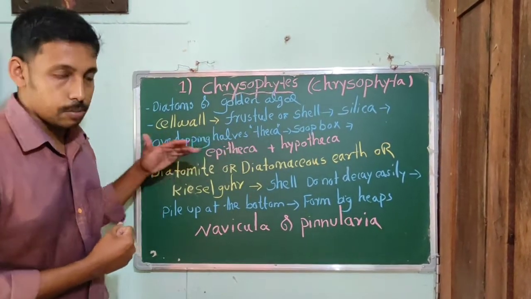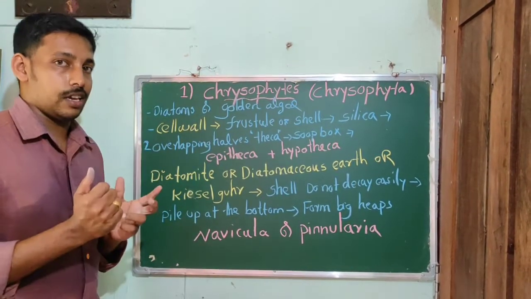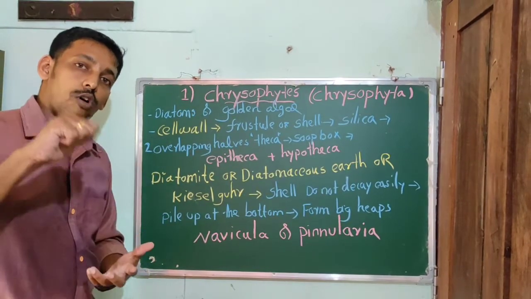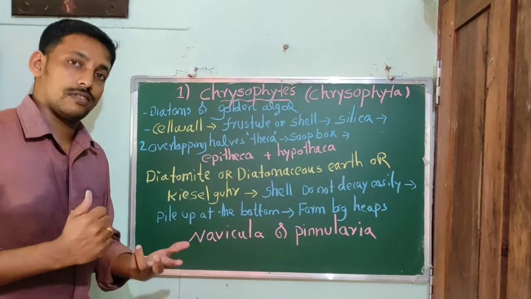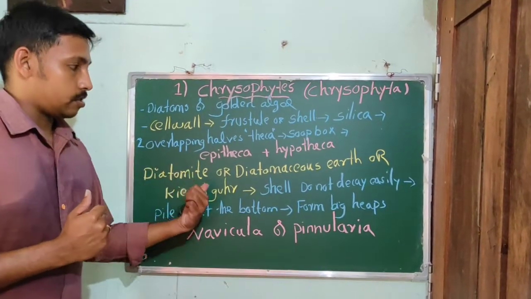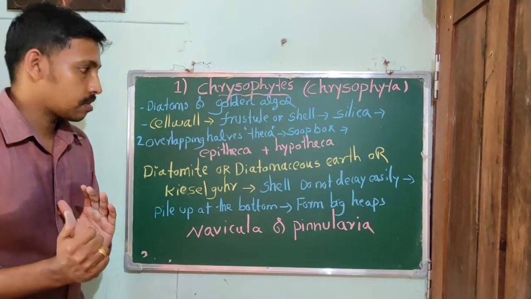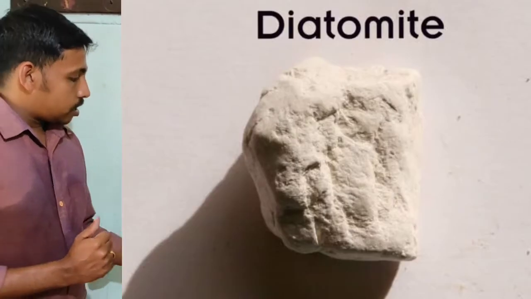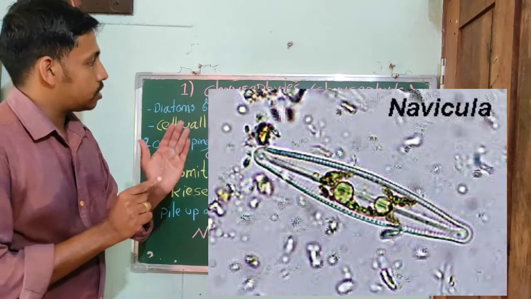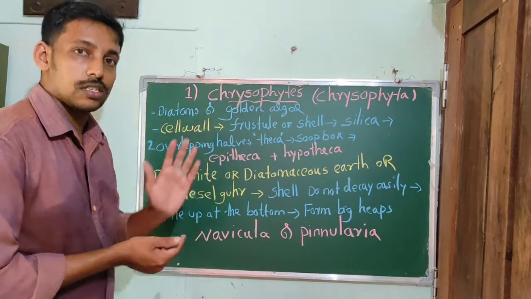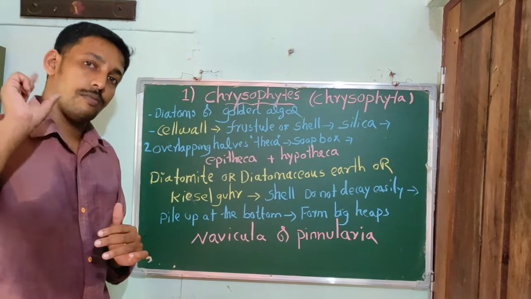All these are similar. So the shells do not decay easily, and they may pile up at the bottom of the water bodies and form big heaps, known as diatomite or diatomaceous earth or Kieselguhr. Then there are two examples: Navicula and Pinnularia are two examples of the Chrysophytes. So this is the first phylum coming under the photosynthetic protists.